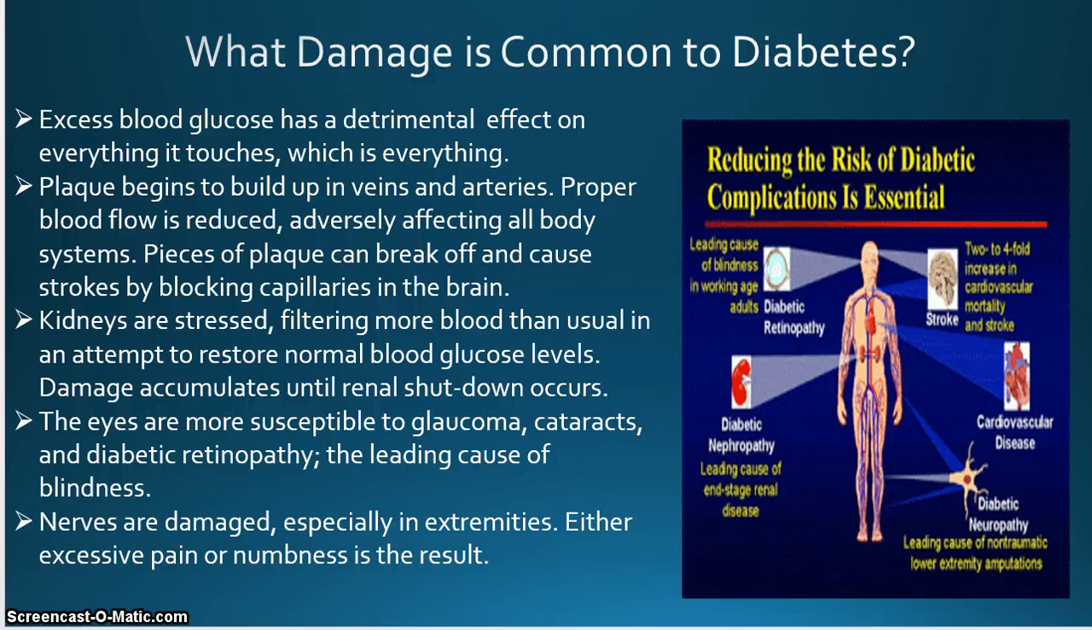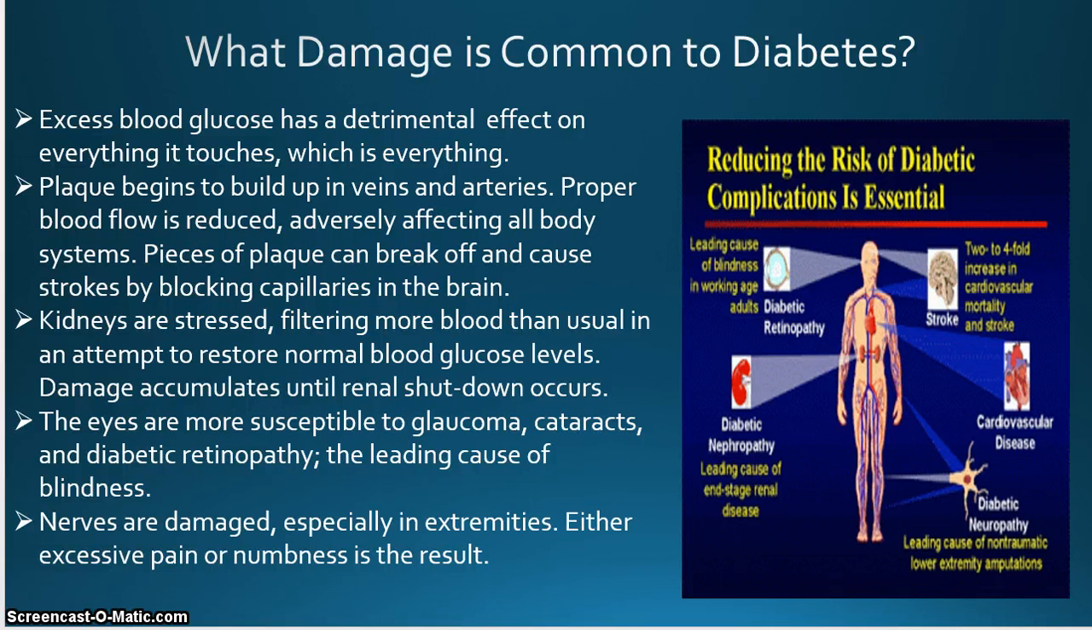One of the things that happen is that plaque begins to build up in the veins and arteries. Proper blood flow is reduced. That has an adverse effect on all body systems. They're not getting fed. Pieces of that plaque can break off and float loose and come to a tiny little capillary in the brain, get stuck, and block the blood flow to that area, killing the cells, causing, again, what we call a stroke.